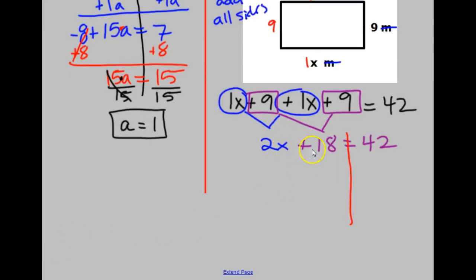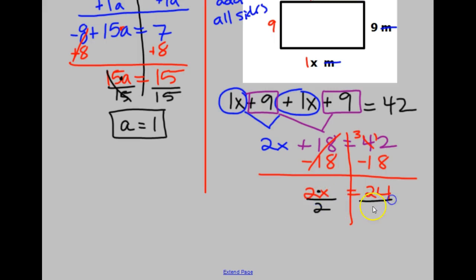So solve just like we've been doing, get rid of your addition and subtraction. Subtract 18. We have 2x. And 42 minus 18, well, I can't do 2 minus 8, so I'm going to borrow here. 12 minus 8 is 4, and 3 minus 1 is 2. And then last, the opposite of multiply is divide. 24 divided by 2 is 12.